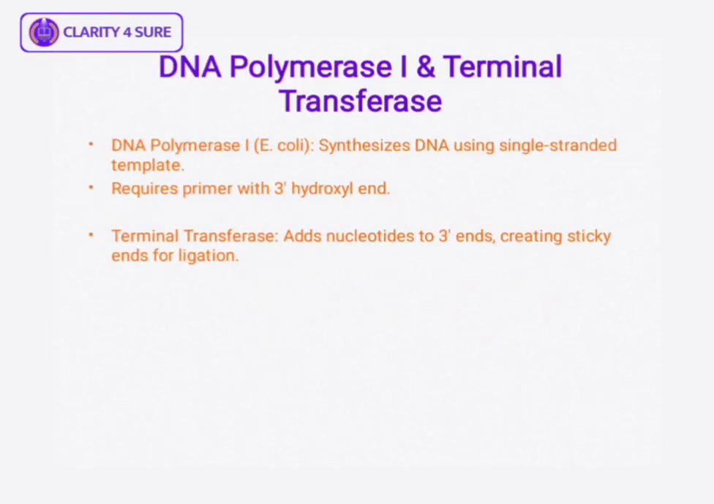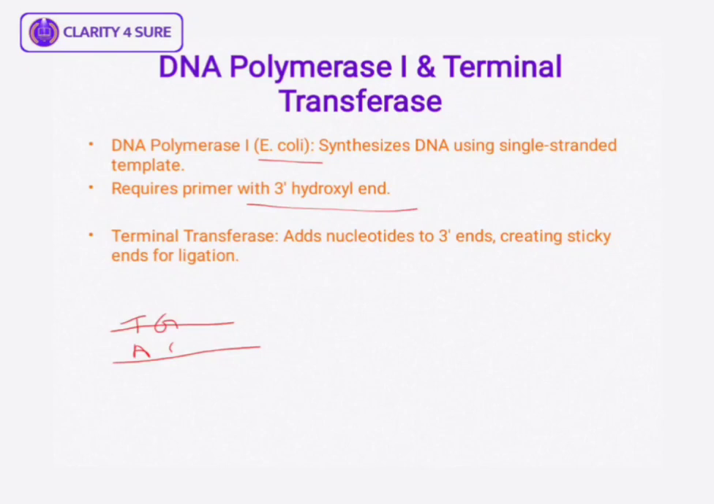Then we have DNA polymerase. DNA polymerase 1, present in E. coli, is a DNA dependent DNA polymerase. It synthesizes a complementary strand using single stranded DNA as a template. It requires a primer with a 3' hydroxyl group to start synthesis. Basically there will be a template and it will start copying it, making a complementary strand. Suppose T is there, so we will get A here, G is there, we will get C here, like that. It is used in DNA repair and in the nick translation technique to label DNA.